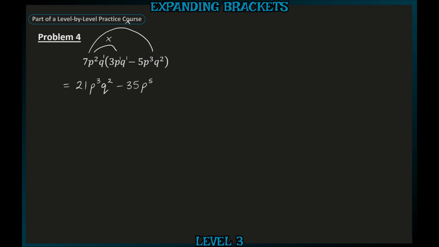And finally, q to the power of 1 times q squared gives us q to the power of 3, because 1 plus 2 is 3. Since these are not like terms, we can't simplify any further, and our final answer is 21p cubed q squared minus 35p to the power of 5 q cubed.